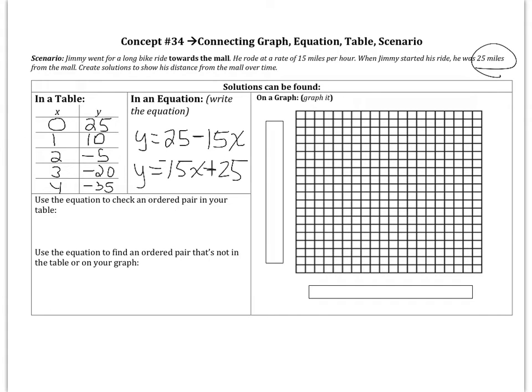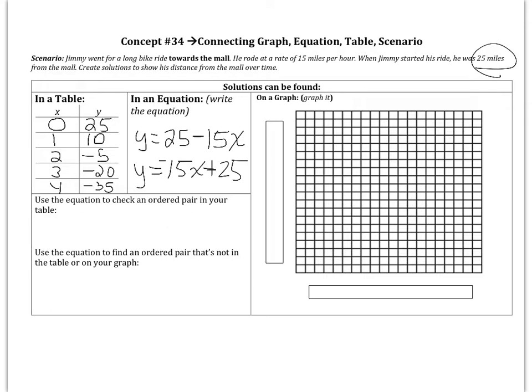Either way is fine. Now, if you chose your y-intercept to be 0, negative 25, then your equation would be y equals negative 25 plus 15x. Either way is fine. In this case, we're going to have a negative slope, and we're going to be going down the way we're doing it.